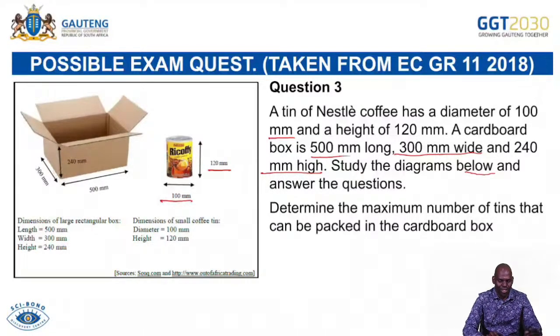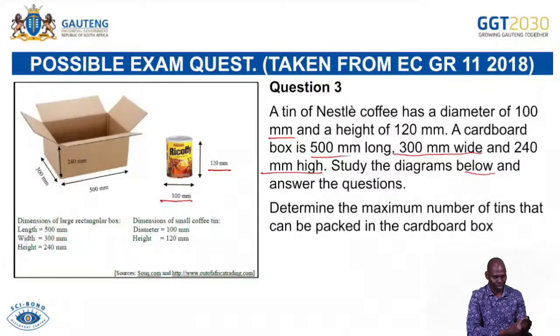So we just study it. We check if whatever is given in words also appears on the pictures. Indeed, the dimensions of the rectangle, the length is 500 millimeters, the width is 300 millimeters, and the height is 240. Now, determine the maximum number of tins that can be packed into the cardboard box. So in this case, obviously, the tins will have to be packed upright.